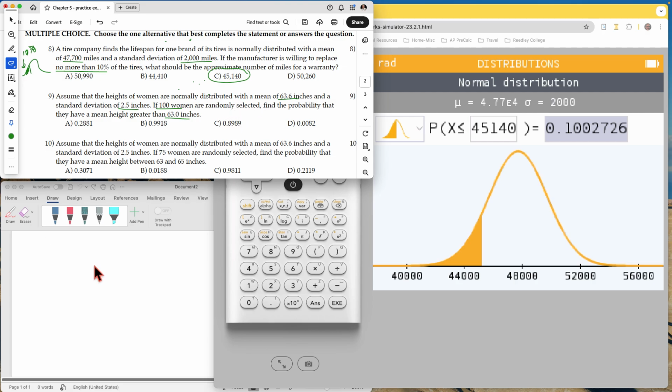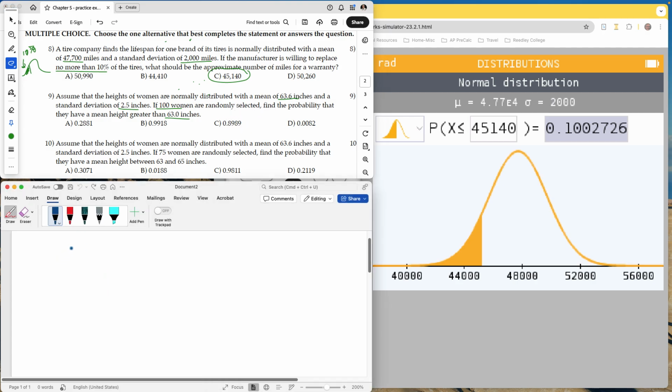So now that's when I need this paper, right? So we have for number 9, we're given the population mean as 63.6. The population standard deviation is 2.5. So we're sampling with an n equal 100. Remember, the mean is the mean, so the sample mean is going to remain 63.6. These are always going to be the same, but the sample standard deviation is going to be 2.5 divided by the square root of n.